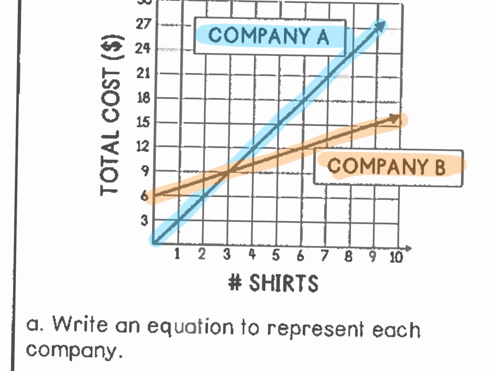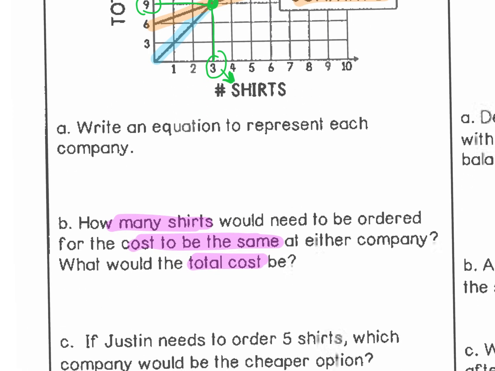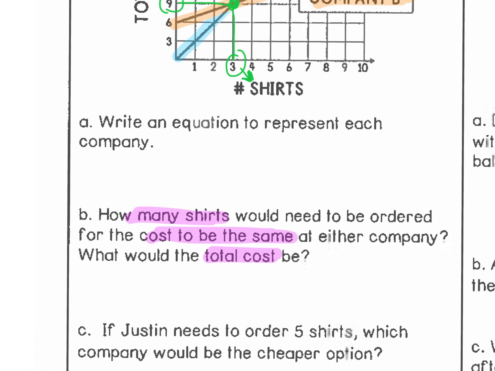If I zoom in on this, the overlapping point is right here. So again, we're going to go down to get the x coordinate, which matches with shirts. So 3 shirts. Then I go sideways to get the y coordinate, 9, which goes with the cost. You just put the label with the number. Now if I go down to where my question was, I've already said out loud the answer. I would need to get 3 shirts for them to cost the same, and it would cost $9.